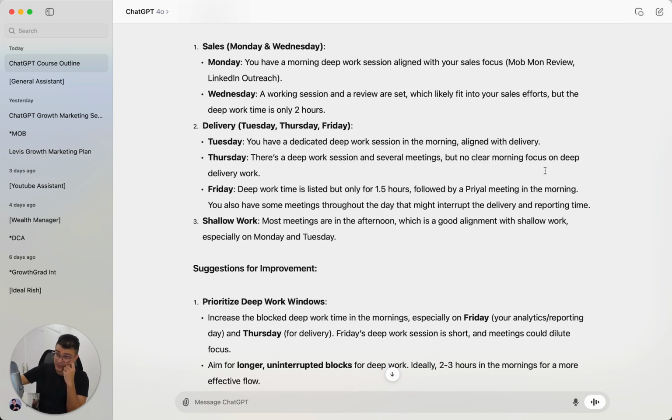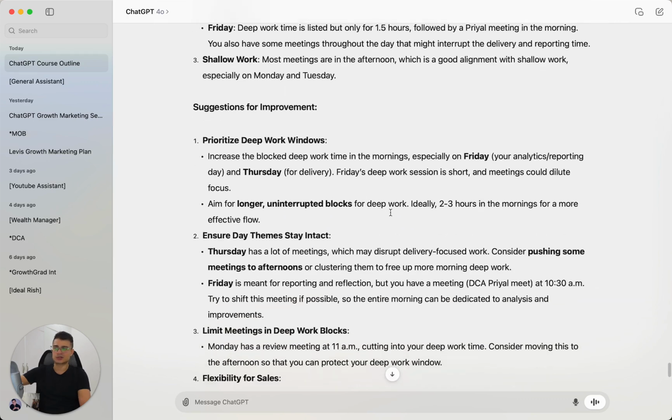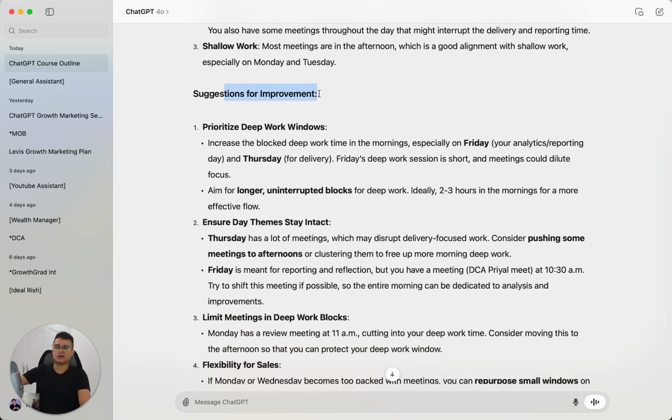Friday, I have a deep work session of only 1.45 hours followed by a pre-al meeting in the morning. Now, I had to meet pre-al in the morning. I could have moved it to the second half. I should have ideally moved it to the second half, but that was an interruption. So these are things that I can learn for the next weeks.